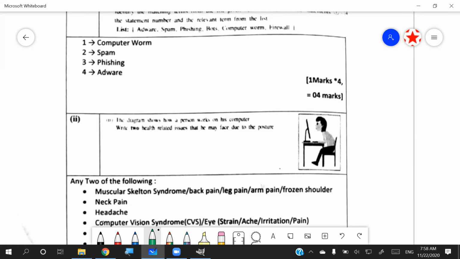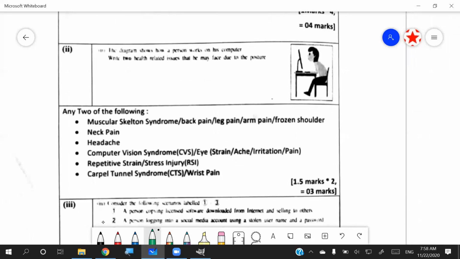Lalindi, that can be taken as well. So here are the answers. You can have headaches, computer vision syndrome, or eye strain, right? Repetitive strain, like the stress that you are going to go through, right? Carpal tunnel syndrome, because it is actually carpal tunnel syndrome.